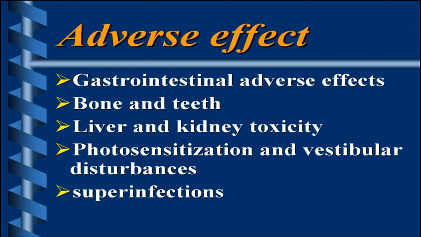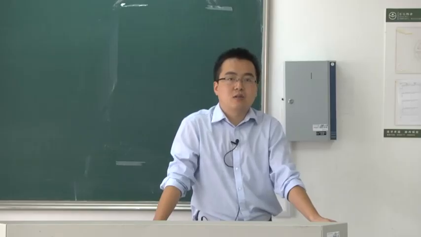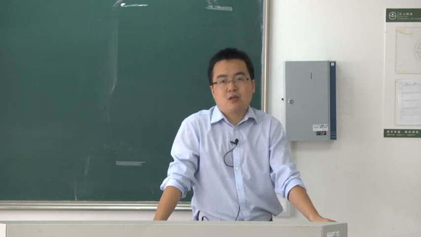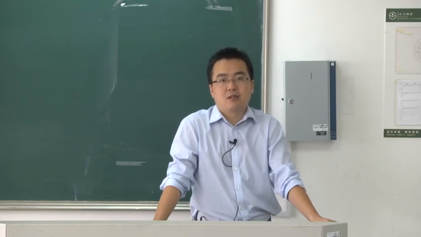Gastrointestinal adverse effects are another adverse effect of tetracycline. Some patients, after taking these drugs, will feel uncomfortable in the stomach. The third one, tetracycline could cause liver and kidney toxicity. It will cause some liver and kidney damage, especially in elderly patients after taking tetracycline.